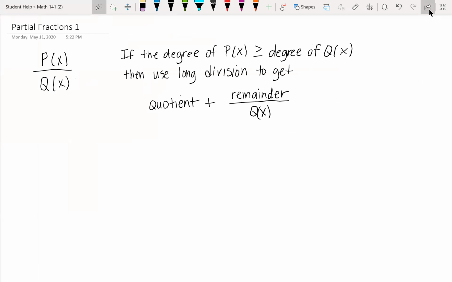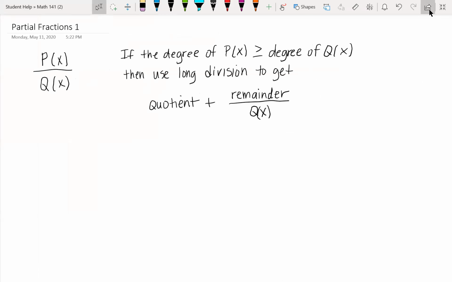Hi, this is a video to show you how to take existing fractions and break them into what are called partial fractions. You use this in calculus when you have a fraction that you need to integrate and it's very complicated and you're wanting to split it up into simpler things that are easier for you to manage.